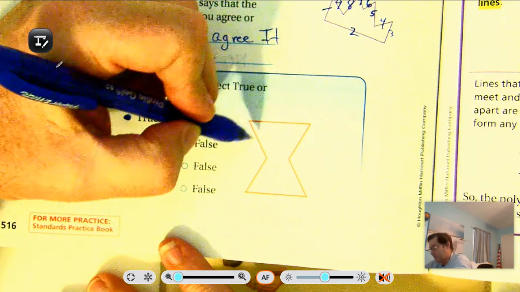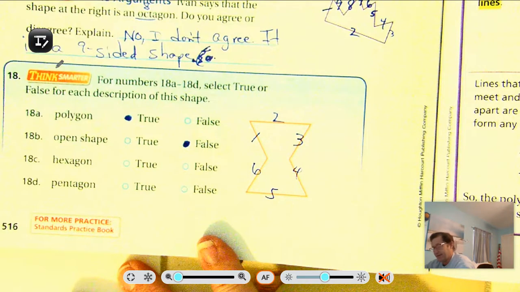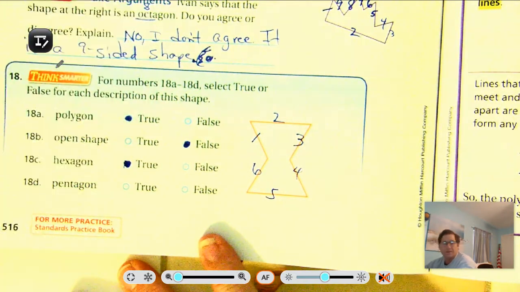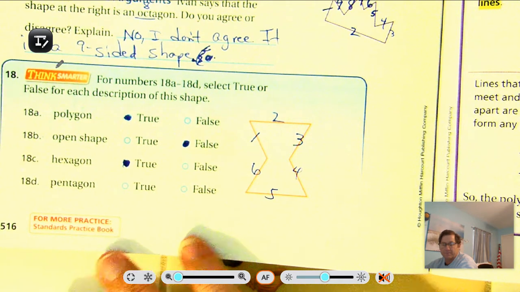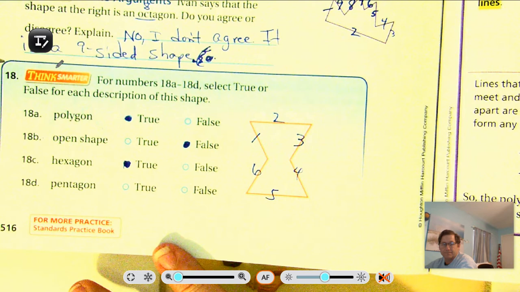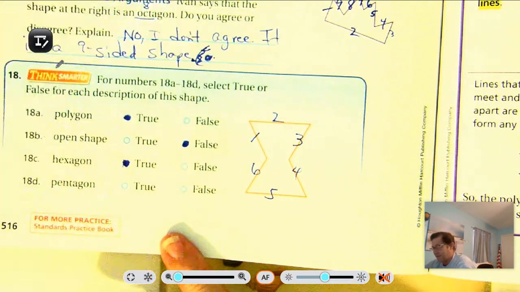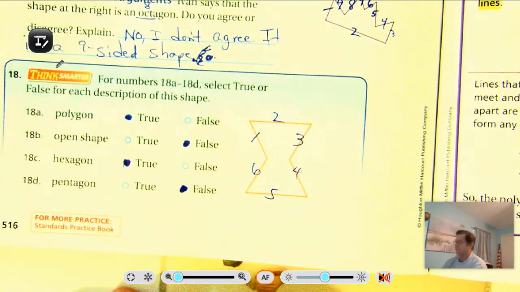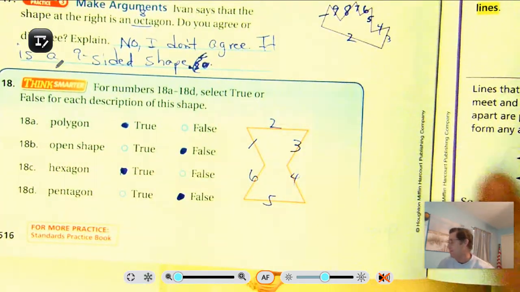Hexagon. Well, let's see. 1, 2, 3, 4, 5, 6. It is a 6-sided figure. So if it's a hexagon, it can't be a pentagon. Okay. A figure only can have one polygon name as far as the category. Okay, so pentagon has 5 sides. So no, that's false. Okay, so that's it for polygons and naming polygons.